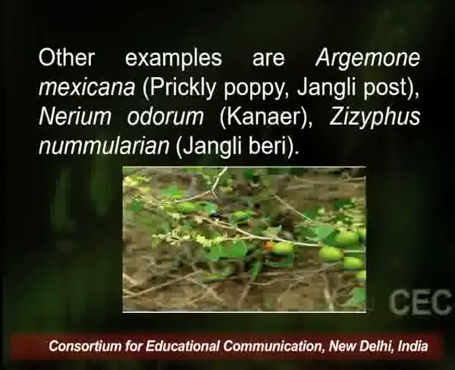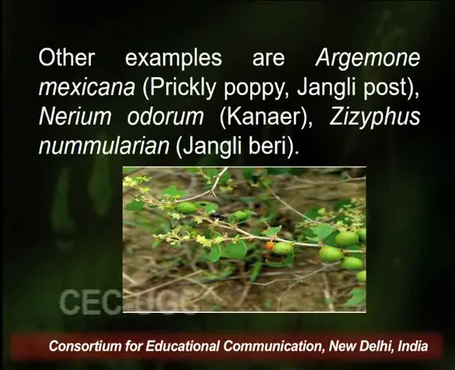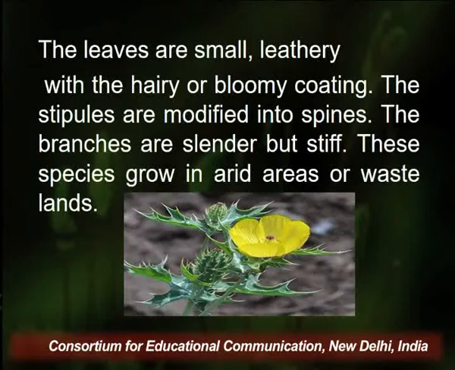Other examples are Argemone mexicana, which is prickly poppy, Nerium, which is kaner, and Ziziphus, which is jungly berry. In these, the leaves are small, leathery, with a hairy or bloomy coating. The stipules are modified into spines. The branches are slender but stiff. These species grow in arid areas or wastelands.